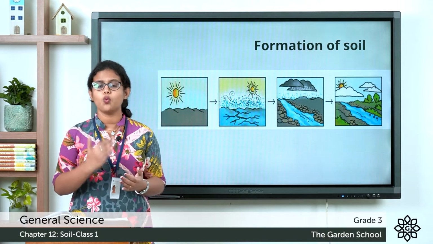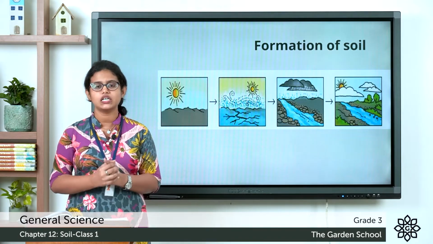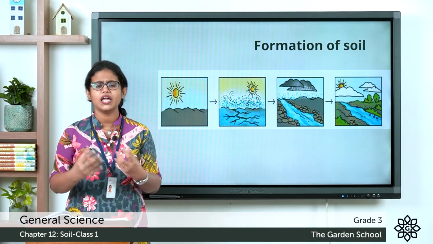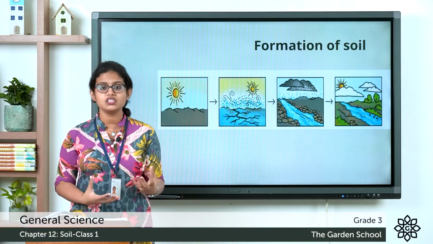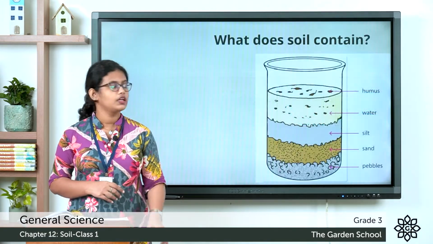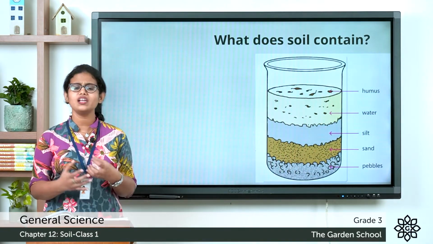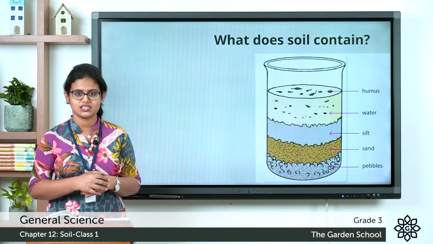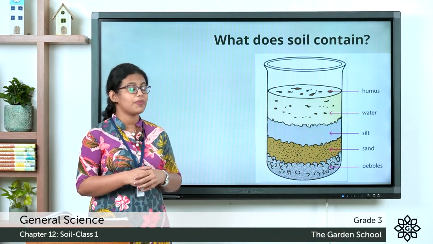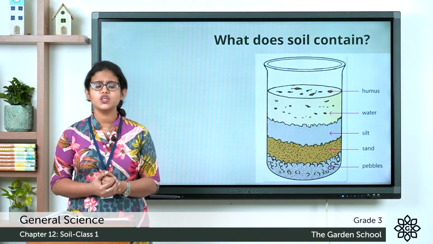So we learned what is soil, that is, the thin layer of material on the earth's surface, and it is very, very important to us. Then we learned how soil has formed. Now let's see what the soil contains. The soil contains different materials. It contains pebbles, sand, silt, clay, humus, etc.